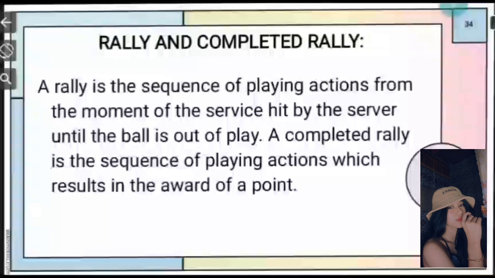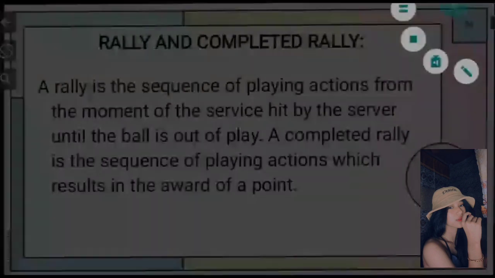For example, the serving team served the ball, then the ball went out on the serving team. That's why they have no score. That is what we call a rally. Then second, a completed rally, which means the serving team served the ball and then it went out on the opposing team. That's what we call a completed rally, since at least a point was scored.